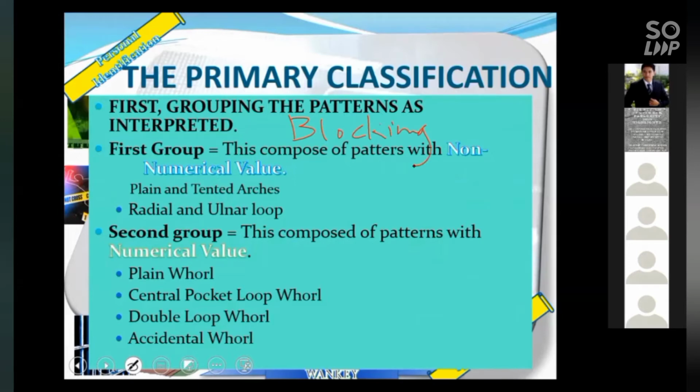First group, this is composed of patterns with non-numerical value: plain and tented arches, and radial and ulnar loops. That is non-numerical. But the second group is composed of patterns with numerical value: the plain whorl, central pocket loop whorl, double loop whorl, and accidental whorl.